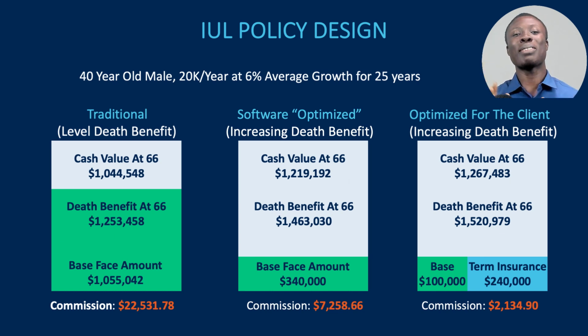Now, one of the questions you can raise is, well, what if the starting death benefit of $340,000 is too small? Maybe I have some obligations. If something were to happen to me, I don't think this is going to be enough for me. Is there any way we can increase the death benefit while getting an optimized design? The answer is yes. We can blend in more term insurance. The cost of the term insurance is relatively cheap because there are no commissions paid out.